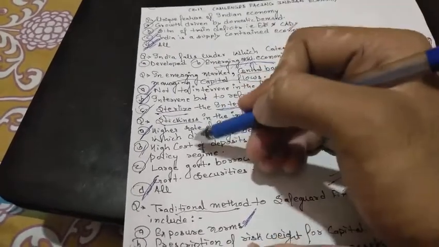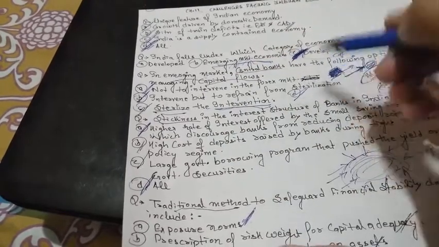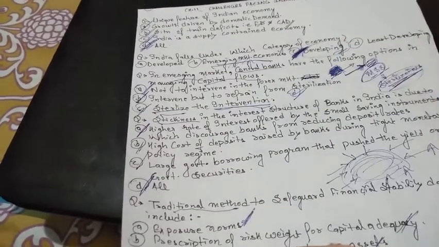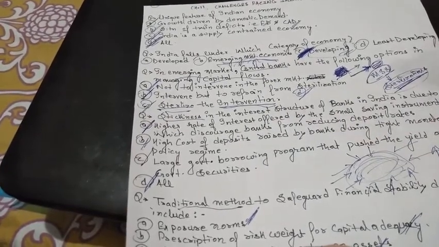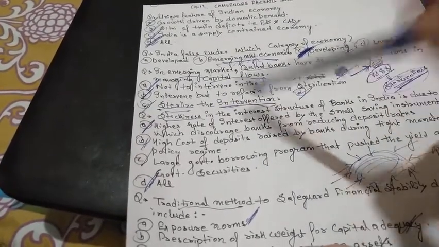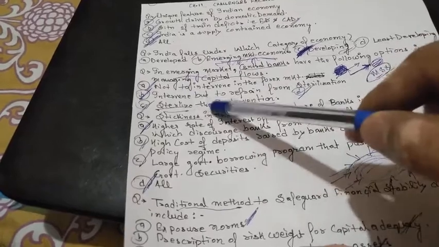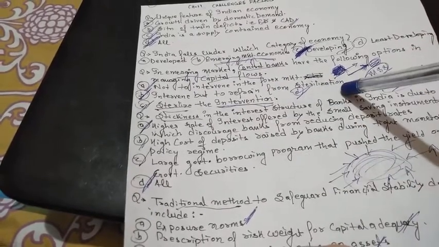So option A, not to intervene in the forex market. Yes, previously RBI decided the exchange rate, but now it all depends on the market. So RBI is not intervening in the forex market. Option B, intervene but refrain from sterilization.